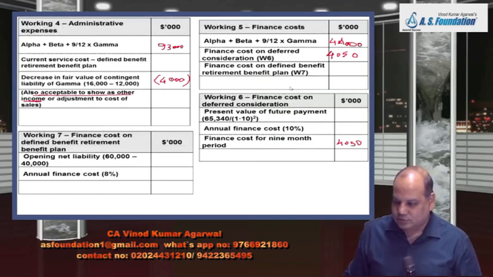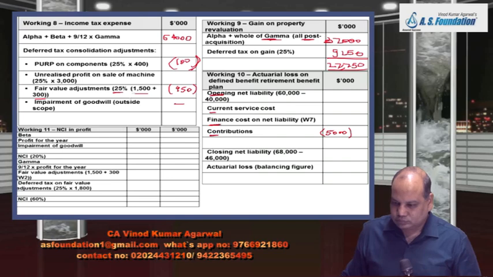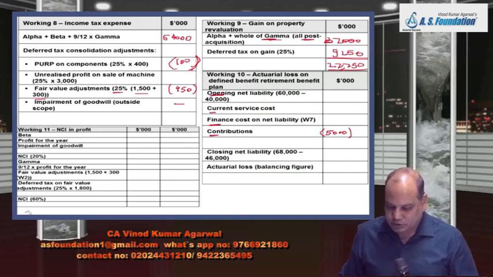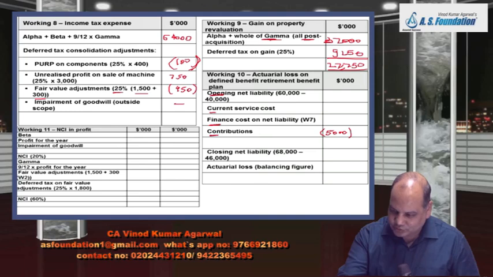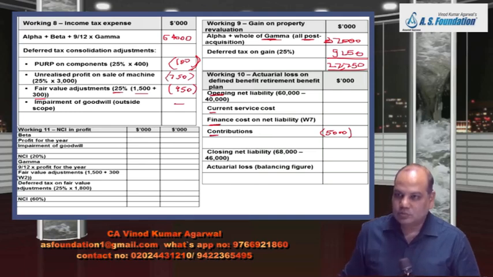Deferred tax on 3,000, unrealized profit on machine, 3,000 into 25%. Is it 750? No, this is my total liability, no? So from the liability I am adjusting the asset. So it should be negative.